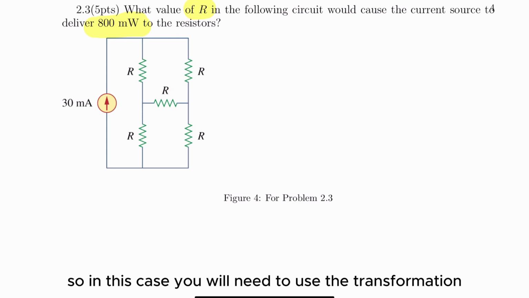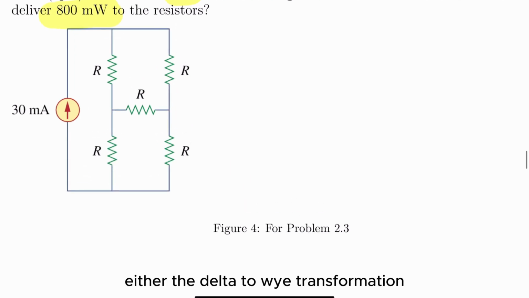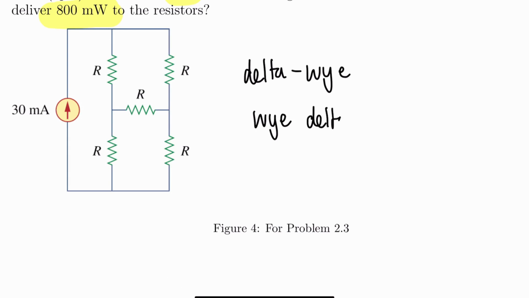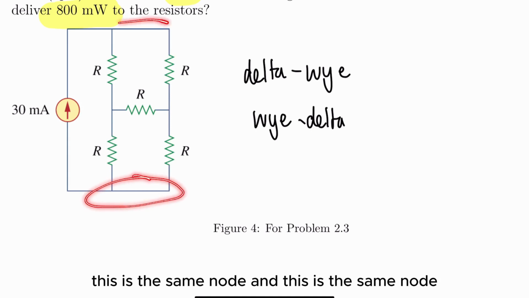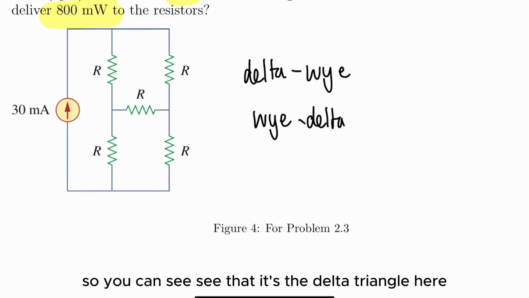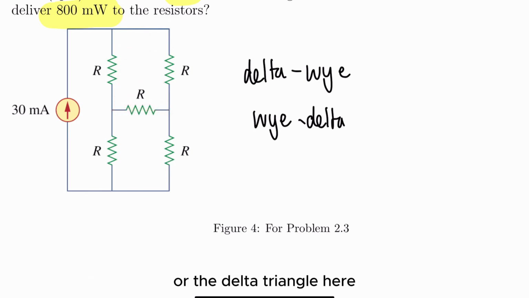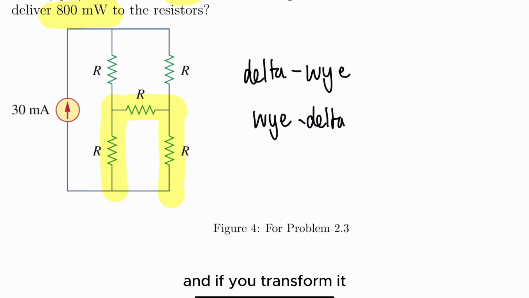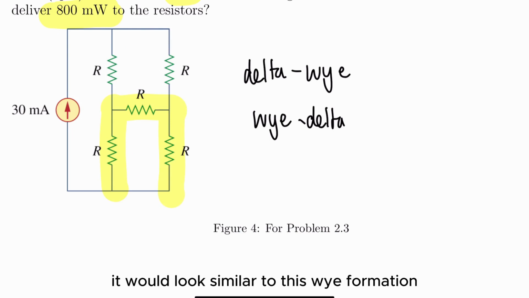So in this case, you would need to use the transformation, either the delta to Y transformation or the Y to delta transformation. If you look carefully, this is the same node and this is the same node. So you can see that it's the delta triangle here or the delta triangle here. So let's just pick one. I'm picking the bottom one. And if you transform it, it would look similar to this Y formation, right?